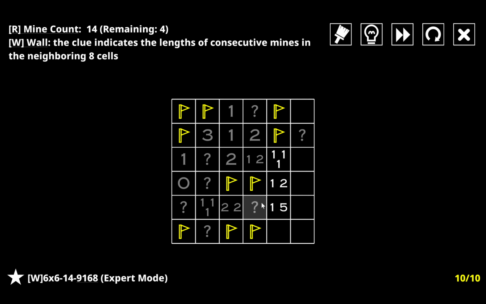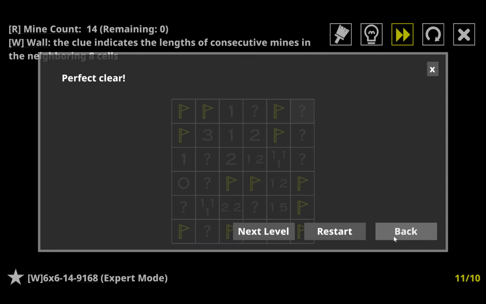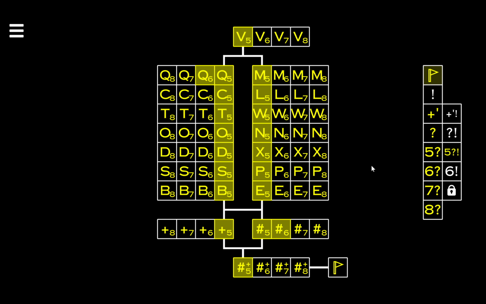It's also just finished, and we actually now know that this 1-5 region is also completed. So this is 1-2 region, and then we have no mines left, and there we are. Okay, so there we go. That was a wall puzzle.